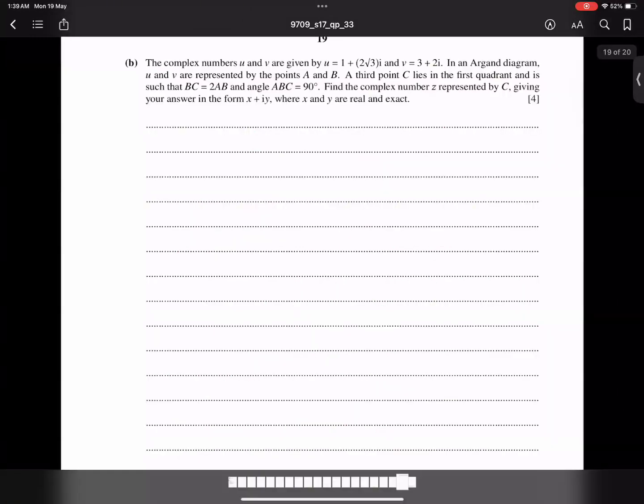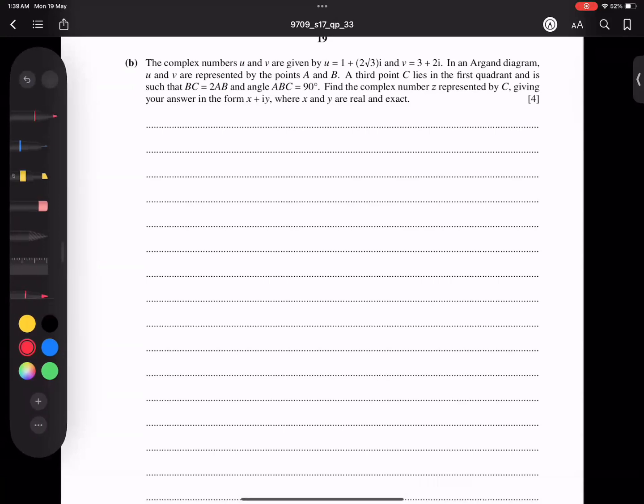So part two, same question, part B. We have complex numbers u and v, represented by this is u, and this is represented by v. I think that's clear. So in the Argand diagram, u and v are represented by A and B. C lies in the first quadrant and is such that the length BC is equal to 2 times the length AB, and angle ABC is 90 degrees. So find the complex number in this format. That's the most important part.